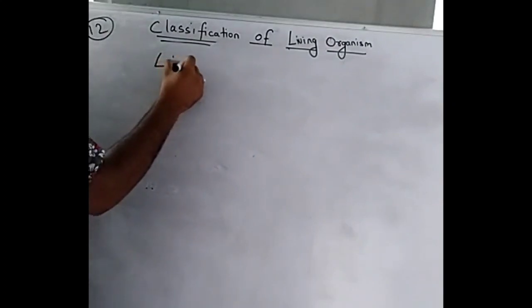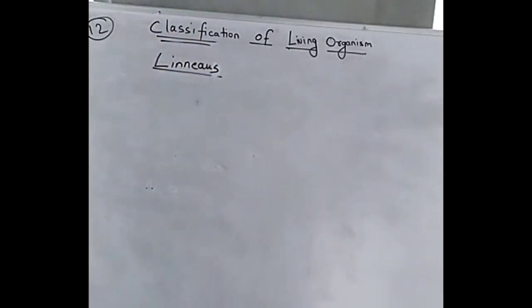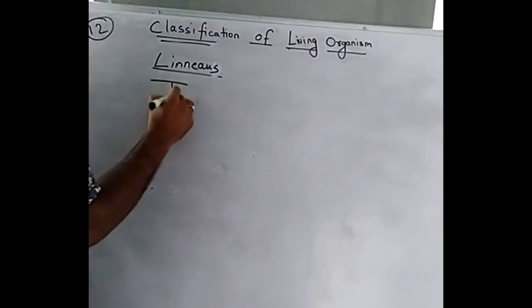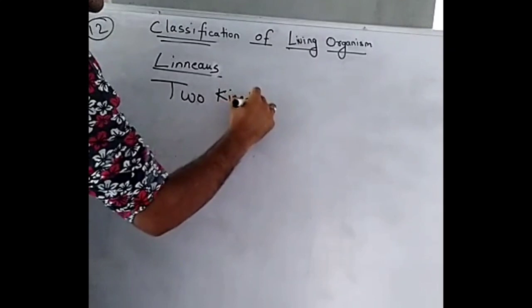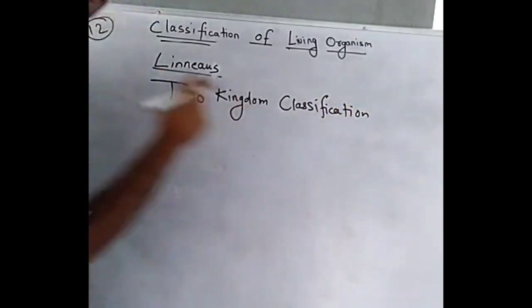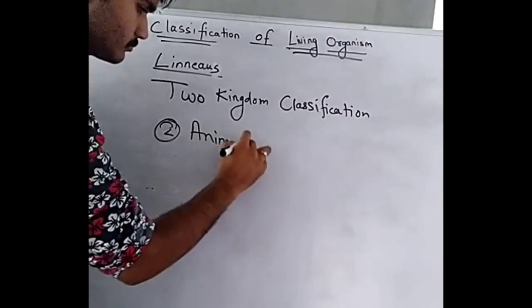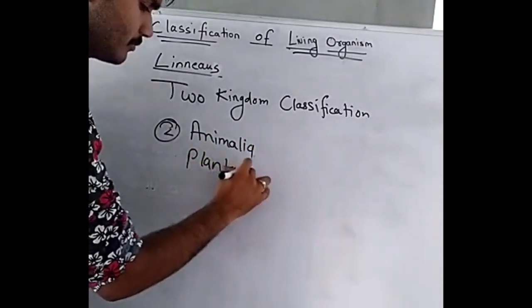There are many scientists who tried to do classification. First is Aristotle, and second is Linnaeus. So we start from Linnaeus. Linnaeus is a scientist who gave the 2 kingdom classification. According to this classification, Linnaeus distributed all living organisms into 2 kingdoms. First is Animalia and second is Plantae.